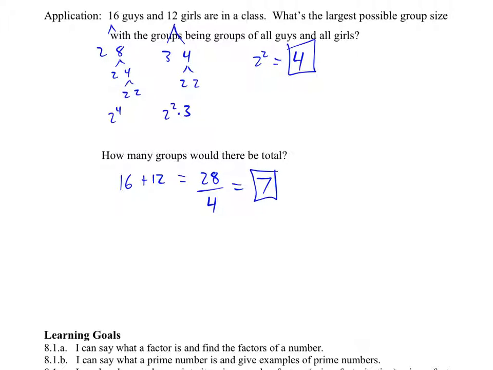For me, in my head, I looked at it this way. If I'm doing 16 divided by 4, that gives me 4 groups. If I'm doing 12 divided by 4, there are 3 groups then of the girls. So 4 groups of guys plus, I'm sorry, plus 3 groups of girls is 7 groups total. So. Any questions?